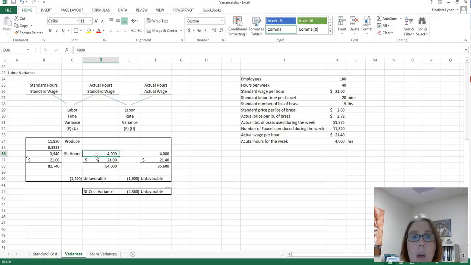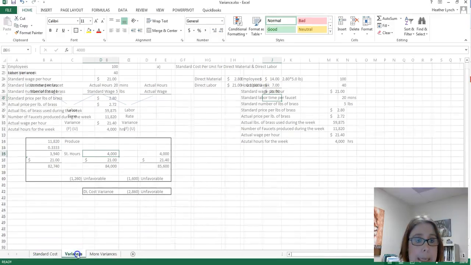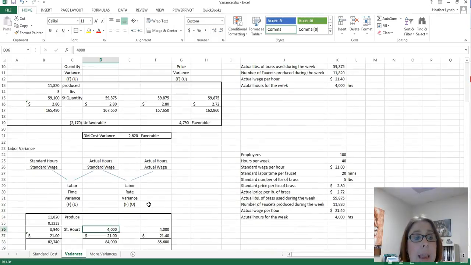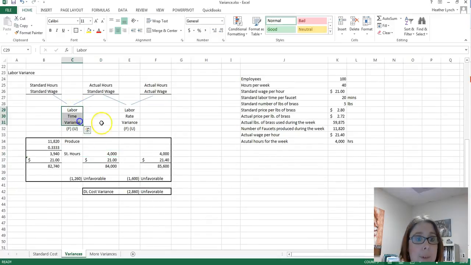So what we've done here is our standard cost. We figured out what our standard cost per unit is, and we've done the material variance and the labor variance. I've helped label these as the labor time variance, labor rate variance, and your total direct labor cost variance.